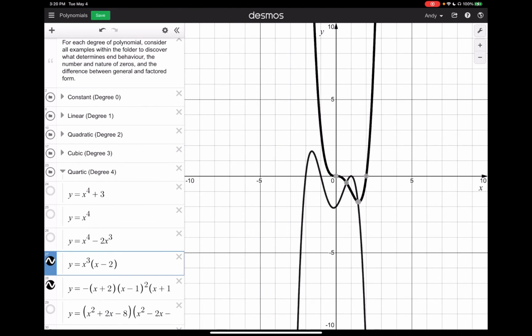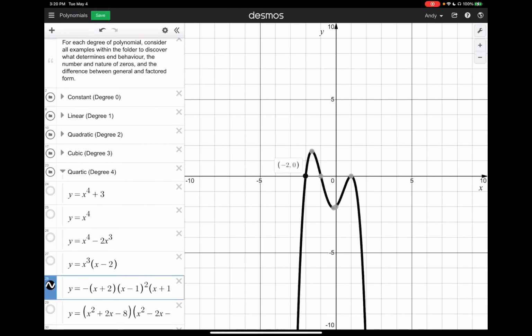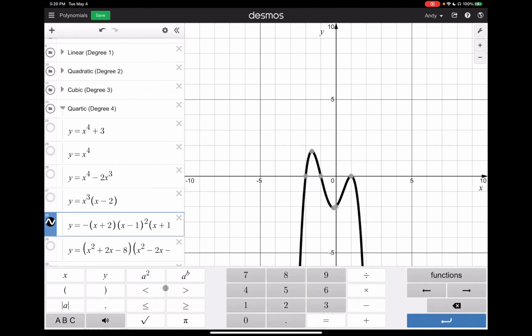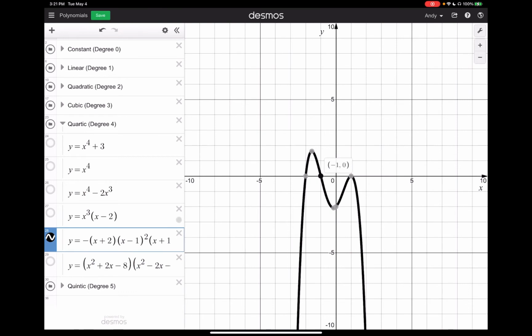Let's take a look at the next one and hide the previous. So with this one, we have 1, 2, 3 zeros. You'll notice that one of the zeros is at negative 2. Single factor of x plus 2, single zero here, crosses the x-axis. Let's talk about the last factor here, which is x plus 1. Single factor of x plus 1, single zero at x equals negative 1. The graph crosses the axis there.